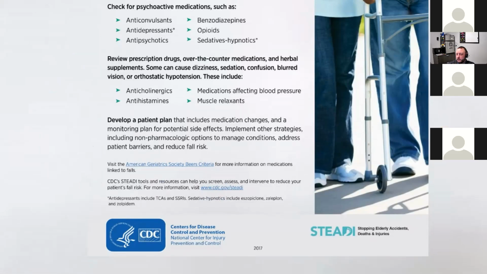And then these type of drugs actually cause issues with people's vision. And so it can be anticholinergics. Gosh dang it, I'm having a hard time tonight. Antihistamines, medications affecting your blood pressure or muscle relaxants. So when you do an evaluation of the patient's meds and you are kind of worried about their fall risk, you can say, hey, these are some medications that maybe you need to talk to your doctor about and get readjusted, because maybe the dosage is too high.